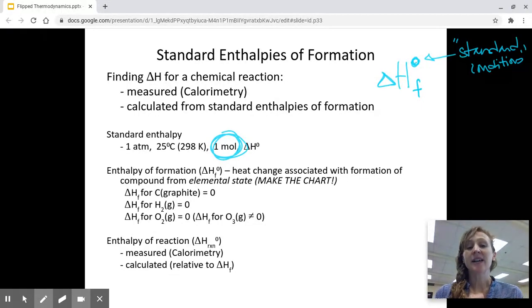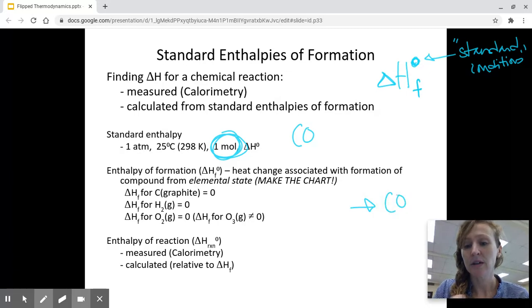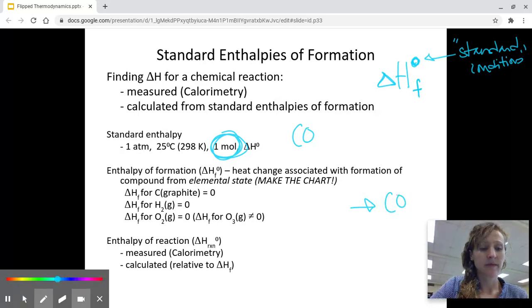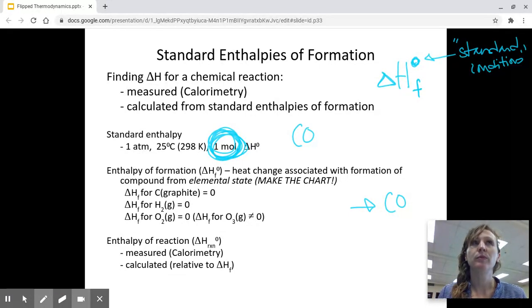Okay, now it's of formation. So this comes with specifications as well. First of all, you're going to be forming the compound that is indicated. So if it's delta HF not of CO, CO is what's being formed. And again, it's being formed under standard conditions, which means you're only forming 1 mole. So no matter how you balance this equation, you need to balance it so that the coefficient in front of your molecule is a 1. 1 mole of your compound that you're forming.